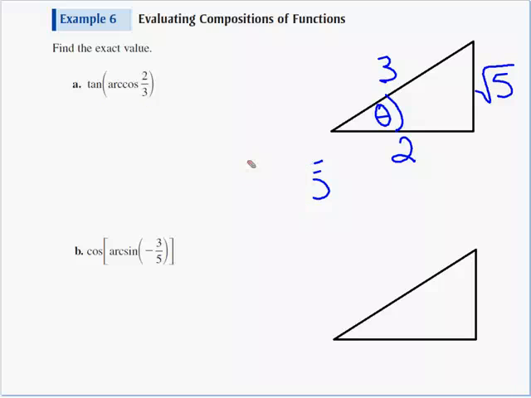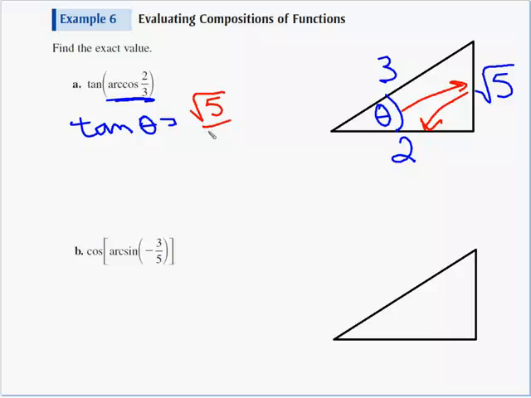Okay, we're almost home free. This hasn't been too hard so far. So we use the inner function to set up our triangle. Pythagoras gave us the missing side. Now we want to evaluate the tangent of that same angle. So what is the tangent of this angle theta? Well, tangent is opposite over adjacent. Root 5 over adjacent side 2. Root 5 over 2, that's our final answer. The tangent of the arc cos of 2/3 is root 5 over 2.